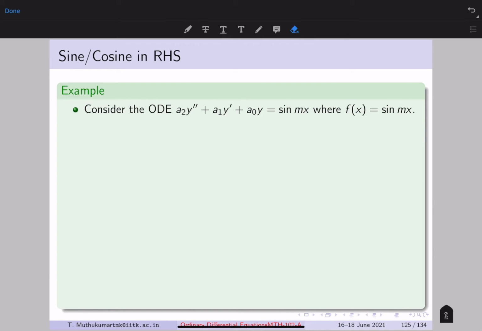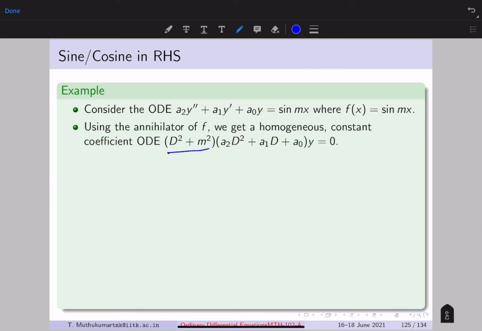In this case, we have seen the examples when we had exponential. Now we are looking at the situation where we are doing trigonometric polynomials. We have also seen exponential and some polynomials, so we'll just mix these examples. This is the case where we have trigonometric function sine on the right hand side for a second order ODE. And what is the annihilator for sine? We have already seen it's D square plus m square. So you use that equation.